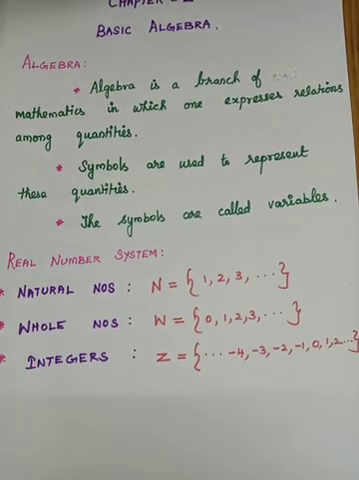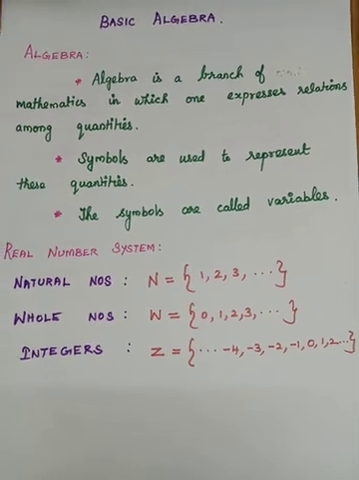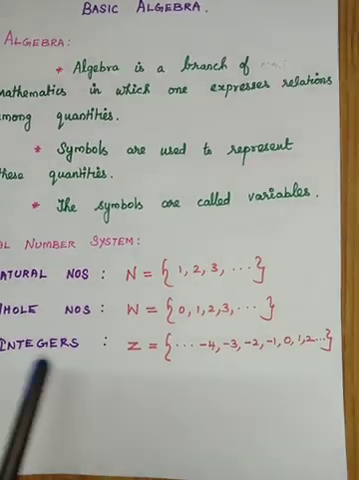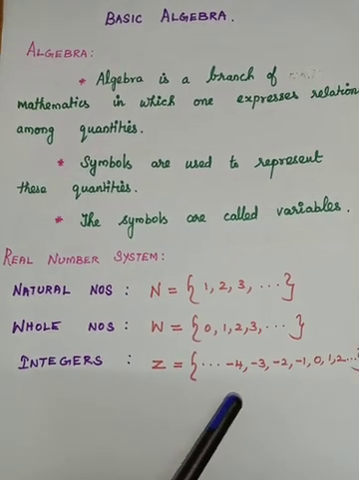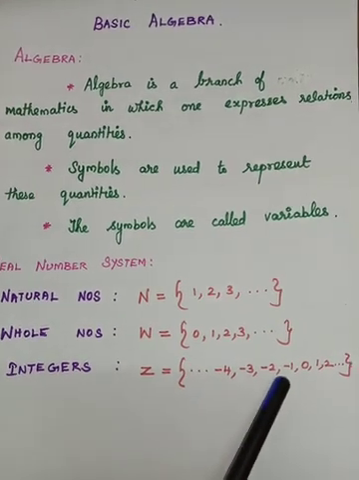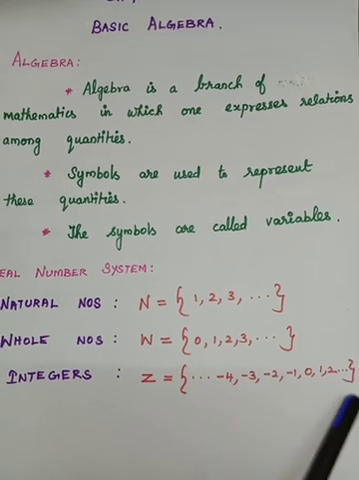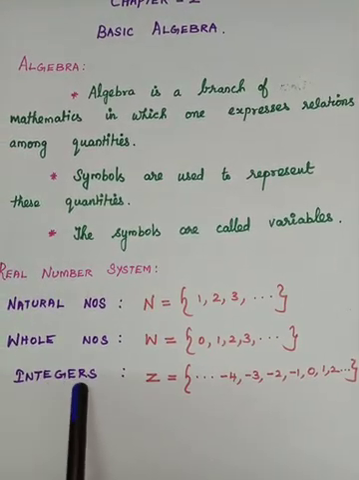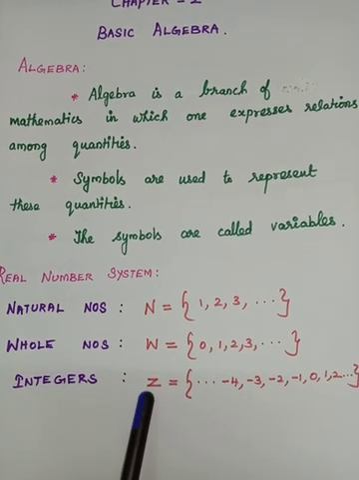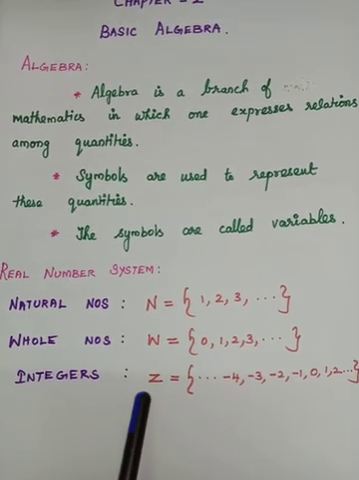To deal with loss or debts among quantities, we use negative numbers. So including negative numbers, 0 and positive numbers, that set is called integers. It is denoted by the letter Z.